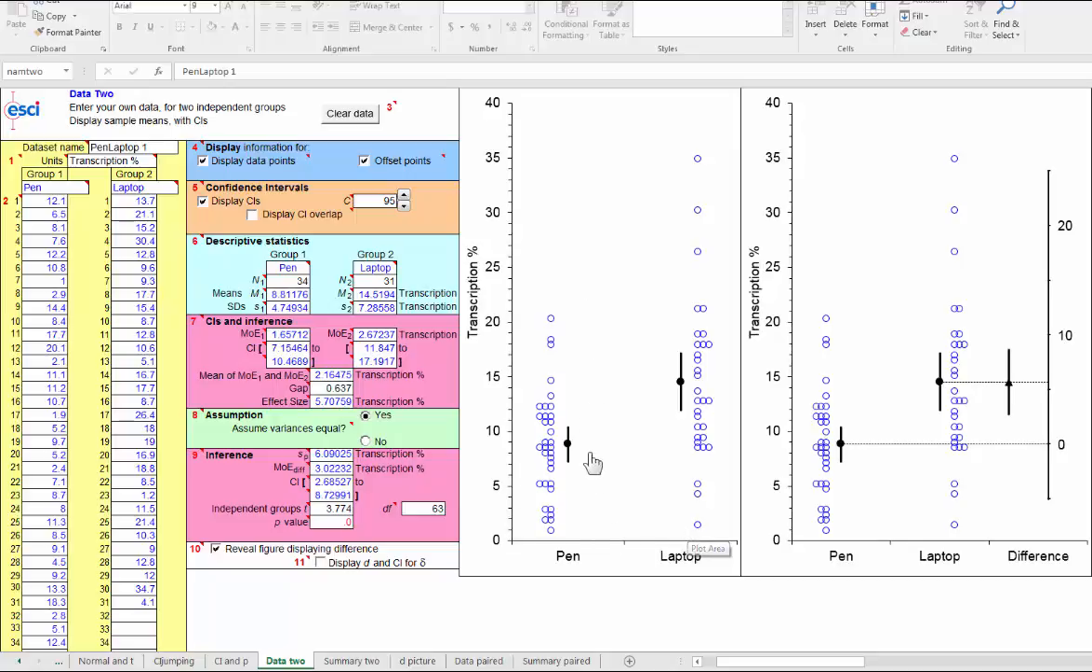Perhaps their experience with pen would lead them to do better or to be more fatigued or in some other way change their performance with laptop. A good strategy to minimise that sort of carryover effect is to counterbalance the order of presentation. So half the students would take pen on one day and laptop on a later day, and the other half would take laptop first and then pen.